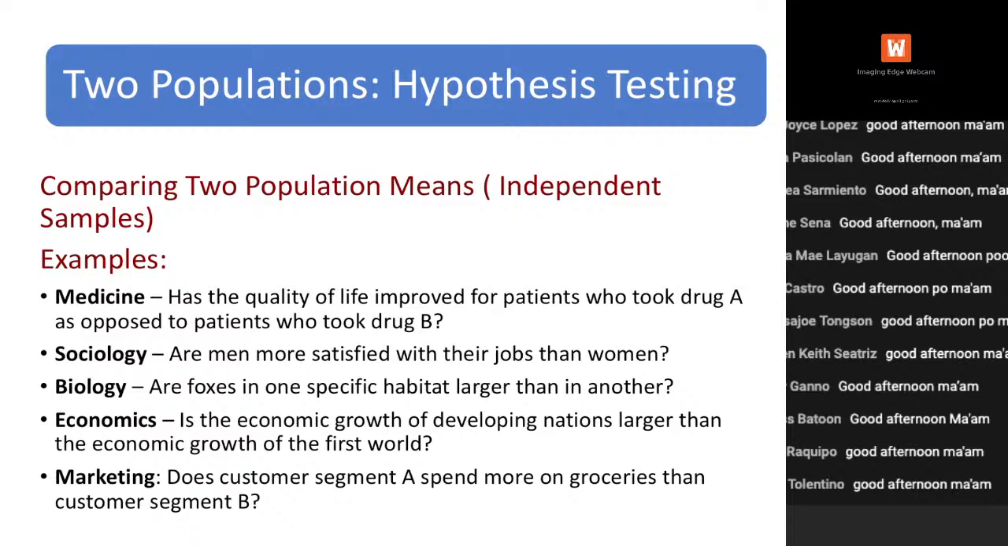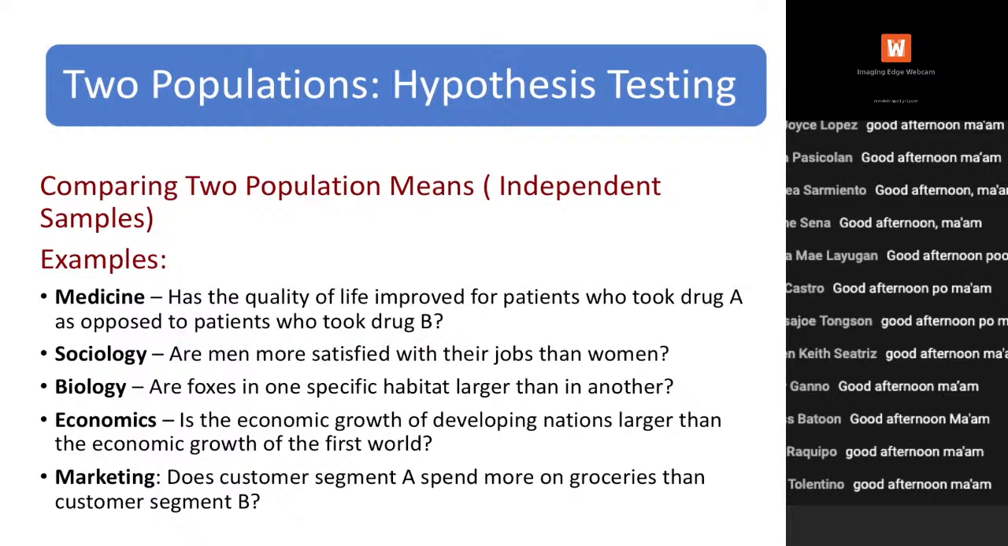In medicine, one question in medicine: has the quality of life improved for patients who took drug A as opposed to patients who took drug B? So this is comparing between two independent samples. Okay, two independent groups. What are these groups? Patients who took drug A and patients who took drug B.